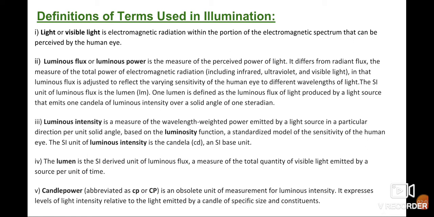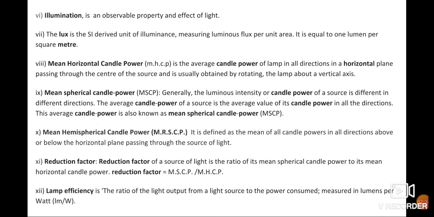Next is candle power. Candle power is an obsolete unit of measurement for luminous intensity. It expresses levels of light intensity relative to the light emitted by a candle of specific size and constituents. What is illumination? It is an observable property and effect of light.